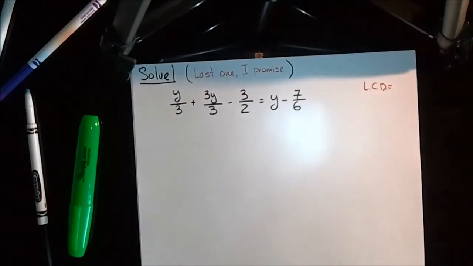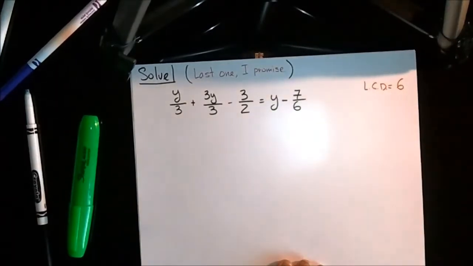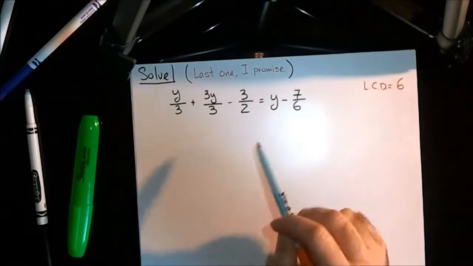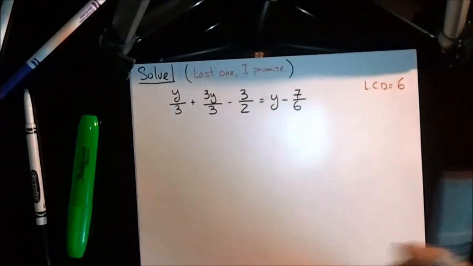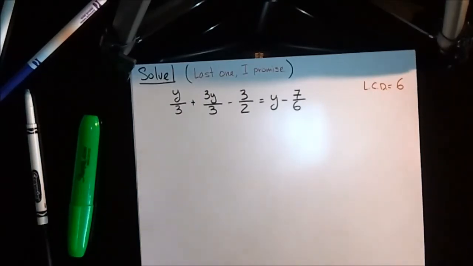And what is the LCD? It's 6, because 6 goes into 6. Technically this y is over 1, and 1 goes into 6. 2 goes into 6, 3 goes into 6. 6 is the smallest number that everything here will go into evenly. So that's our LCD. What's our next step once we found our LCD?